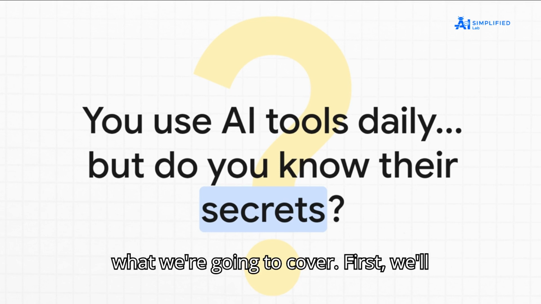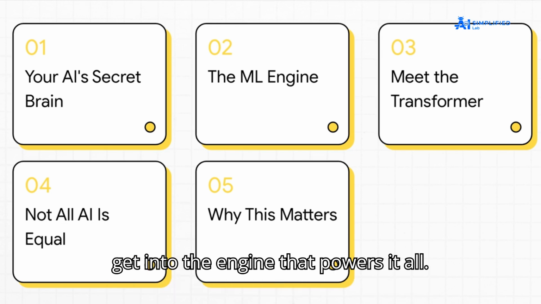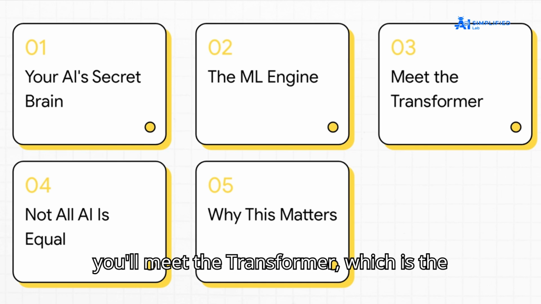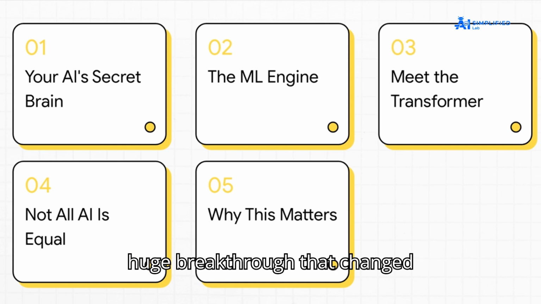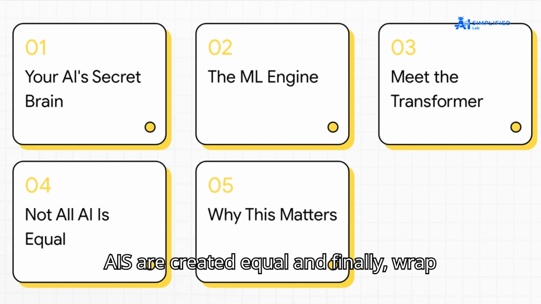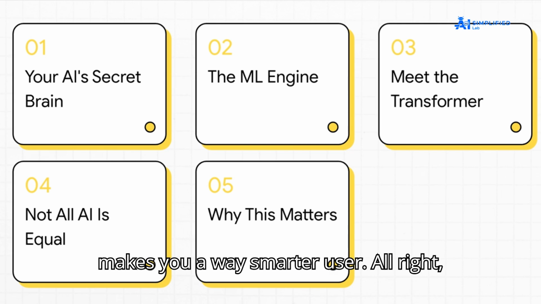So here's what we're going to cover. First, we'll look at your AI's secret brain. Then, we'll get into the engine that powers it all. That's machine learning. After that, you'll meet the transformer, which is the huge breakthrough that changed everything. We'll also see why not all AIs are created equal. And finally, wrap it all up with why knowing this stuff makes you a way smarter user.